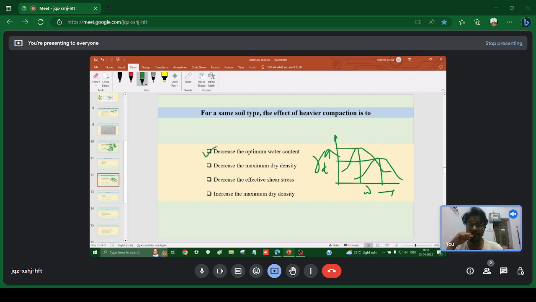Yes, this is right. Increase the maximum dry density. Yes, this is also right. The other two options were decrease the maximum dry density. No, it is wrong. And effective shear stress, it doesn't have any effect on shear stress directly, because we are only talking about the compaction results of this effort. So the first and the last options are correct.